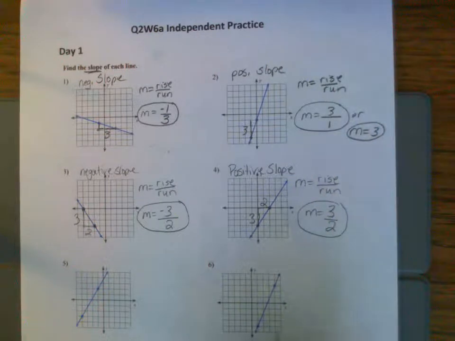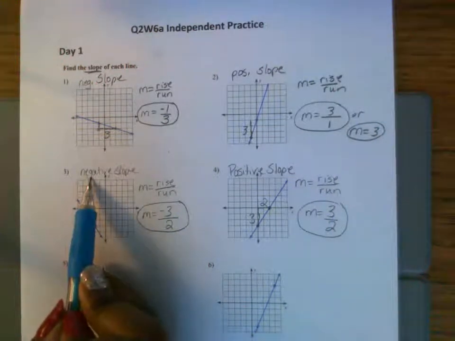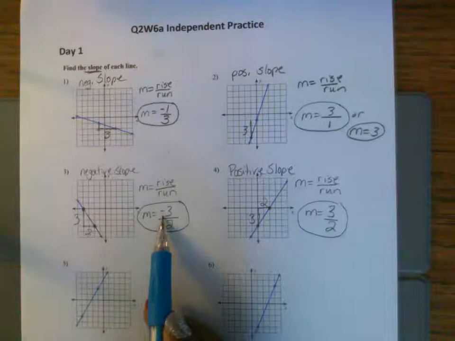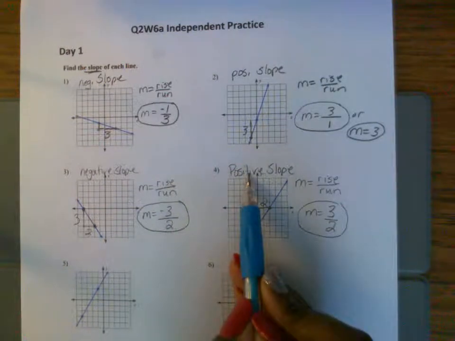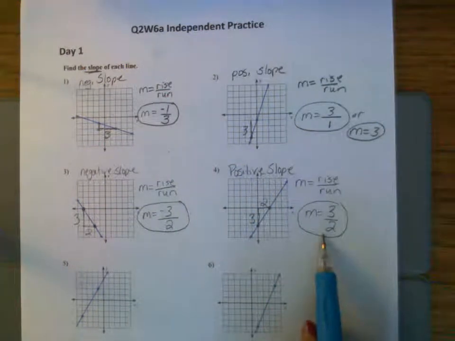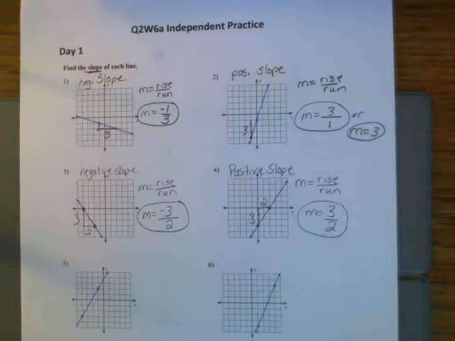And I don't know if you noticed that since this is a negative slope, notice how my answer is a negative. This is a positive slope. Notice how my answer is a positive. I'm going to pause for the cause.